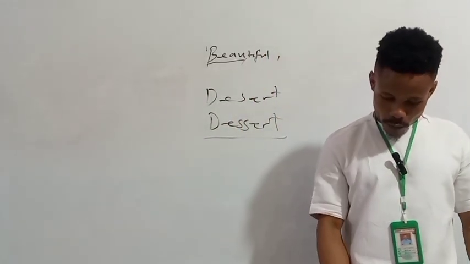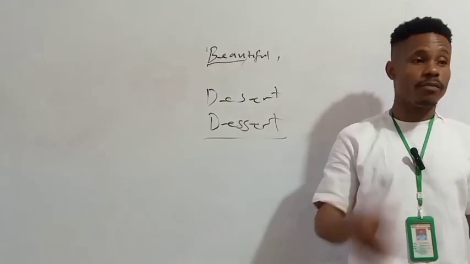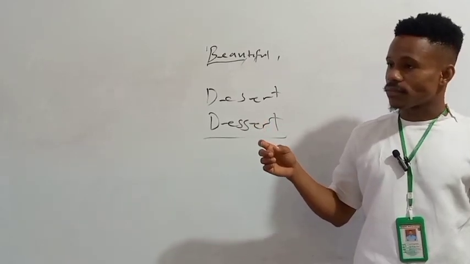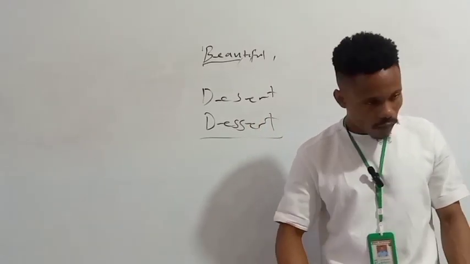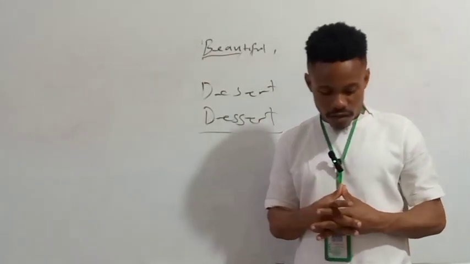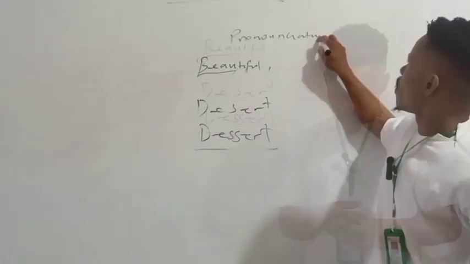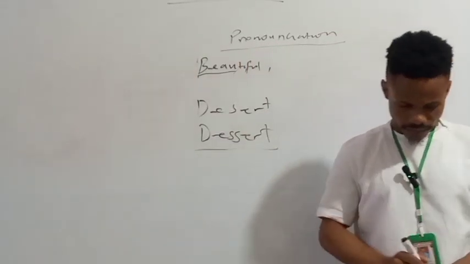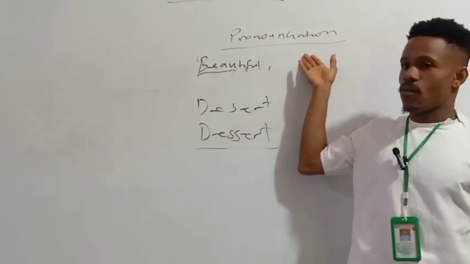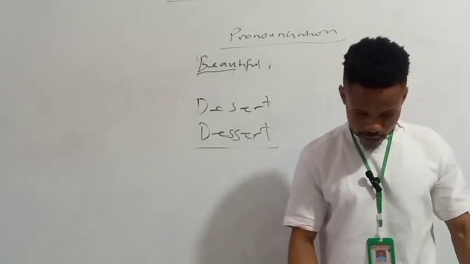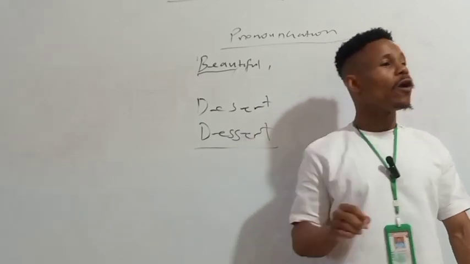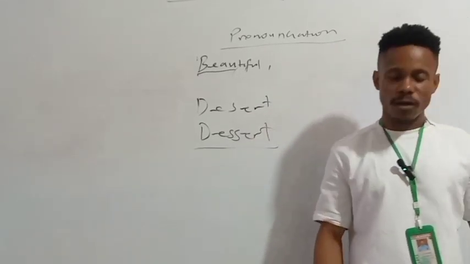All right. What is then a syllable? What is a syllable? A syllable is a unit of pronunciation. All right, let's proceed. A syllable is a unit of pronunciation that has one vowel sound.